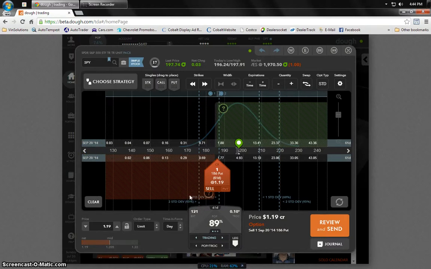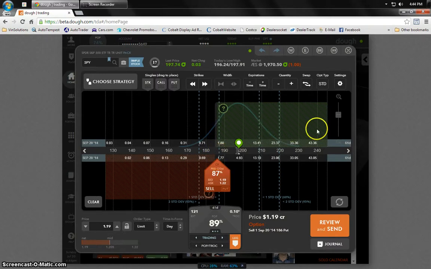Okay, now don't forget, when I say selling a put, we're selling a put where? 1 standard deviation below where the current price is right now, and that means out of the money. Okay, so you're selling one put at the 1 standard deviation line, which is this blue vertical line right here. Okay, that gives you an 89% or 87% probability of breaking even. Okay, so everything in the green area, again, you're making money. Everything in the red area, you're losing money.